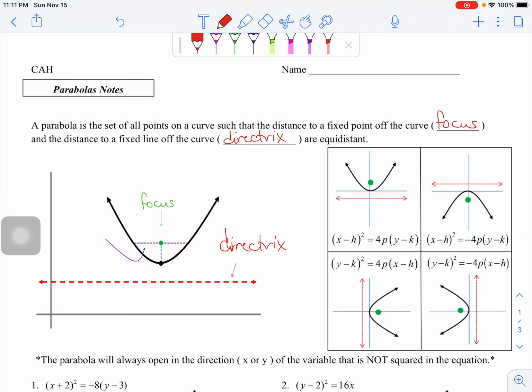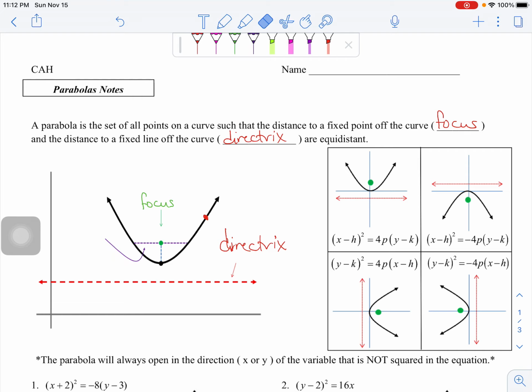All right, so here's the deal. If I pick, let's say, this point right here, any point on the parabola, the distance from that point straight down to the directrix and the distance from that point to the focus are equidistant, meaning they're equal. Now, our picture may not look perfect, and that's okay, but the definition of a parabola says that those two red line segments I just drew would be equal.